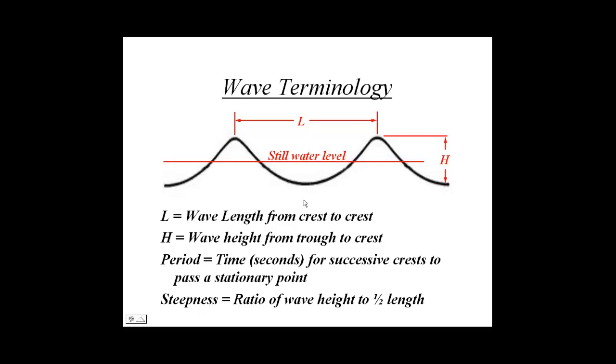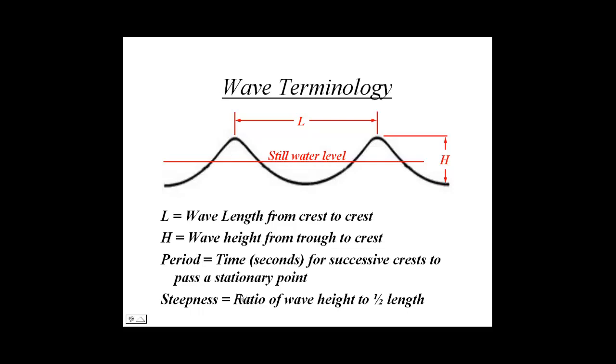Now let's look at wave terminology. First off, the length of a wave, as you see from the picture, is the distance between crests in feet. Here's the still water level, and the height of the wave is from the peak to the trough. And the period is the time in seconds for successive wave crests to pass a stationary object. So the period is the time for 2 wave crests to pass.